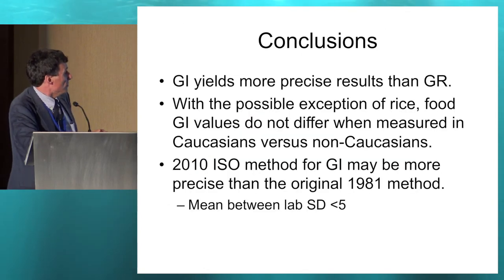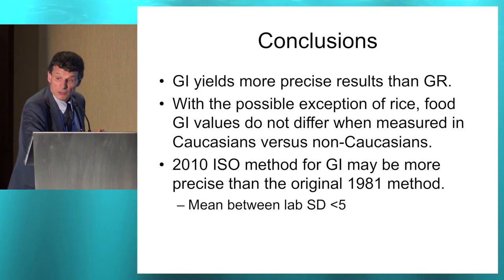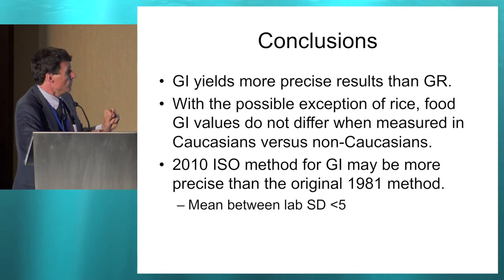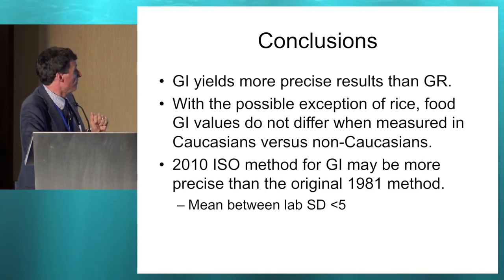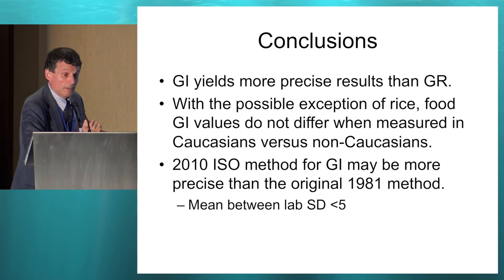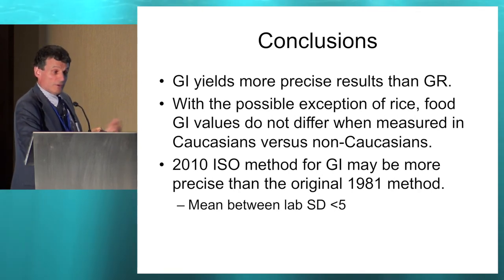But I would like to conclude that glycemic index yields more precise results than glycemic response, primarily because we repeat the reference food so we get a more representative value for what we're comparing against. You could do that for glycemic response if you wished. With the possible exception of rice, foods' GI values don't differ if they're measured in Caucasians and non-Caucasians. I think this is a very interesting observation and should be followed up. And certainly in Asia, where rice is a staple food, this is an important issue.